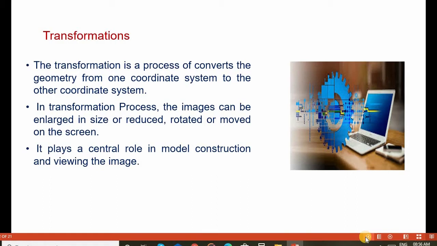In this transformation process, the images can be transformed. It may be enlarged, which is called scaling, that is, reducing or increasing the size. It can be rotated at different angles, and moved on the screen from one place to another, which is translation. So there are three types of transformation process: scaling, rotation and translation. It plays a central role in model construction and viewing the image.